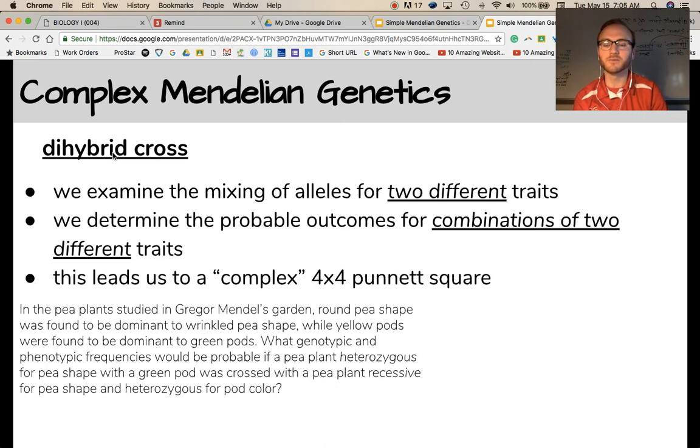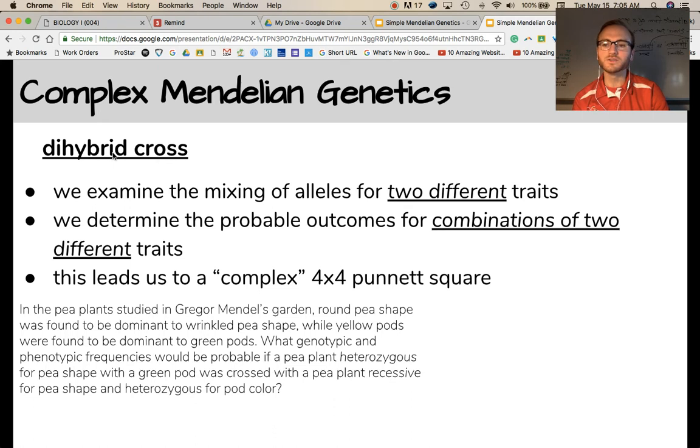It's going to refer back to the initial question that we worked through, dealing with the shape of peas, but this time it's also going to be taking a look at the color of the pea pod. So here is the question. In the pea plant studied in Gregor Mendel's garden, round pea shape was found to be dominant to wrinkled pea shape. You already know that. While yellow pods were found to be dominant to green pods. That is new information for you.